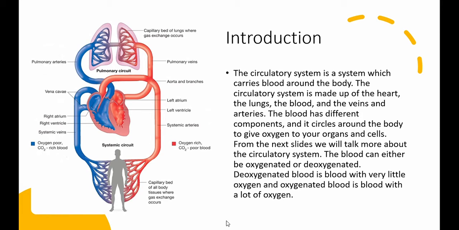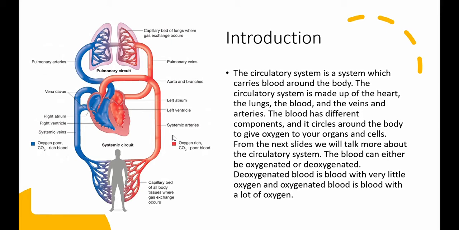The circulatory system is made up of the heart, here, the lungs, the blood, of course, and the veins and arteries. The three main components are the heart, the lungs, and the blood. Now, the blood has different components, and it circles around the body to give oxygen to your organs and cells. From the next slides, we will talk more about the circulatory system.